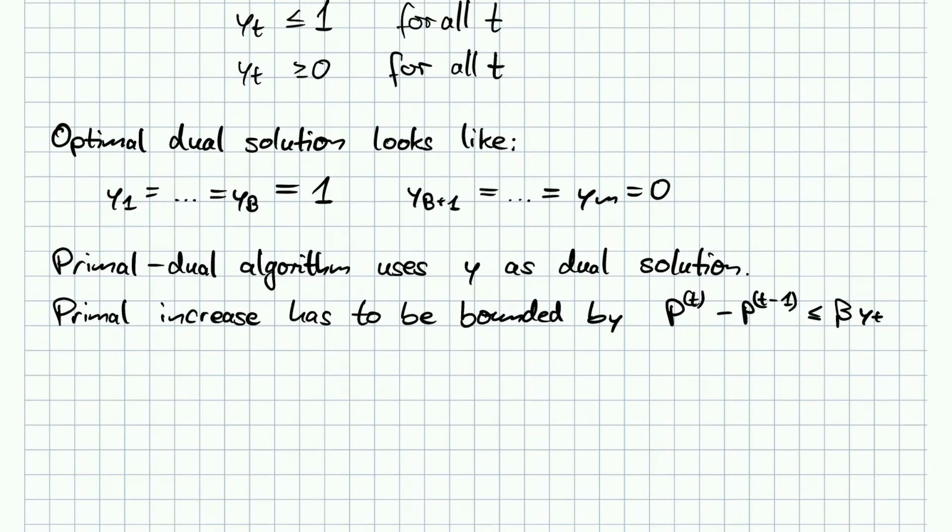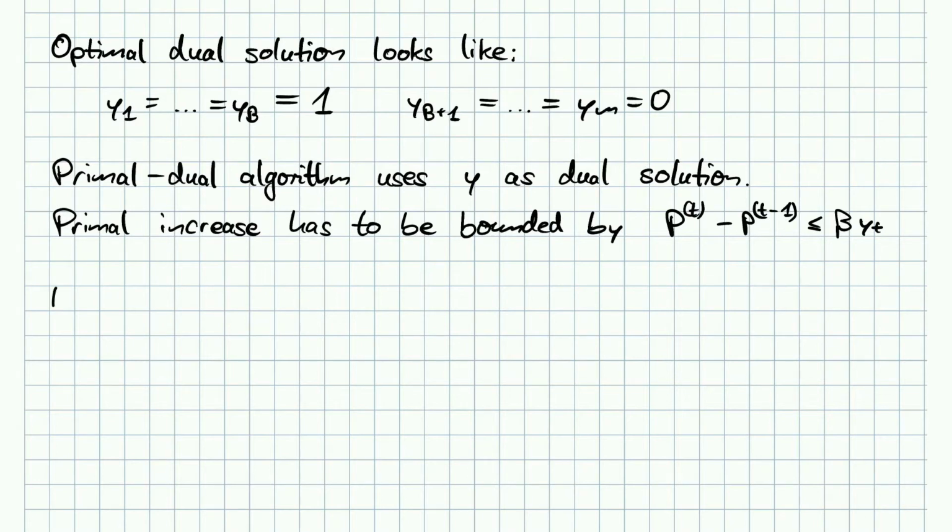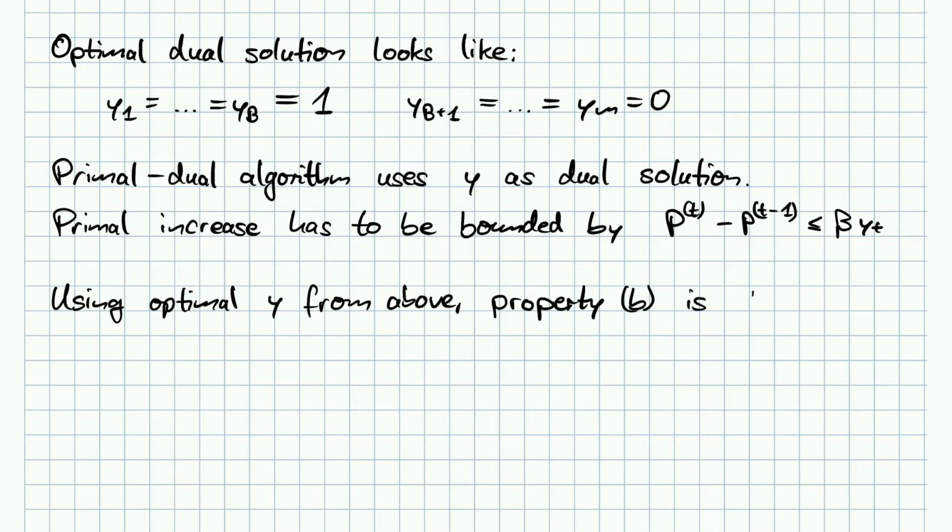Good. And as I was saying, using this optimal y from above, property B is fulfilled with gamma being equal to 1.